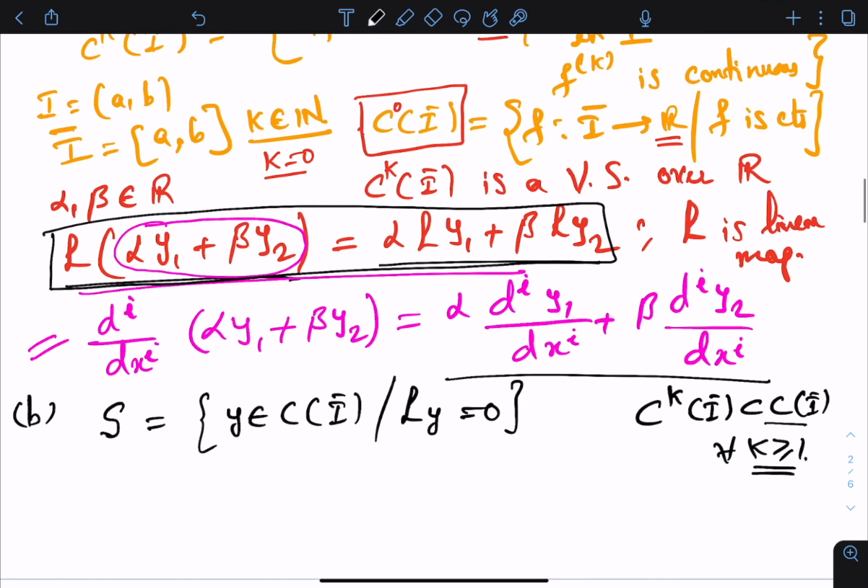So what should you check for a subspace? First of all, 0 belongs to S. Is that true? Yes, that's true, because you take the 0 function, you apply L of 0, it will be 0 because it's just derivatives of 0, which is 0. So this is obviously true. So 0 belongs to S.